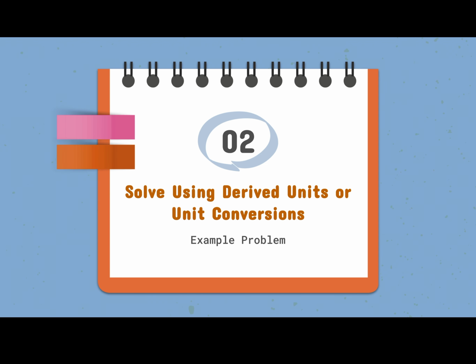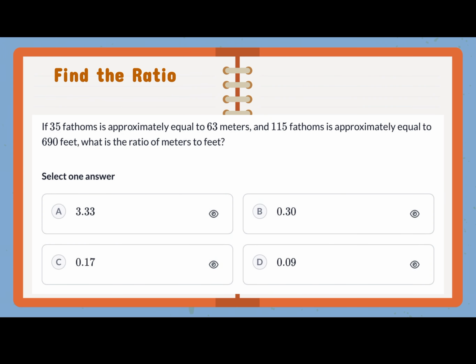Okay, moving on, we have solve using derived units or unit conversions. So we have this question about finding the ratio. If 35 fathoms is approximately equal to 63 meters and 115 fathoms is approximately equal to 690 feet, what is the ratio of meters to feet?